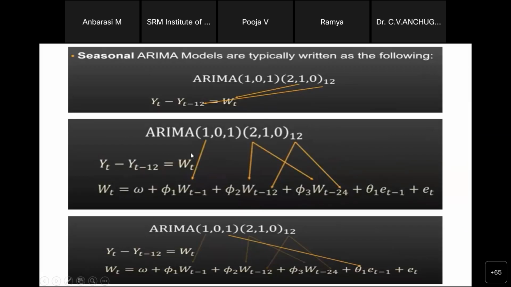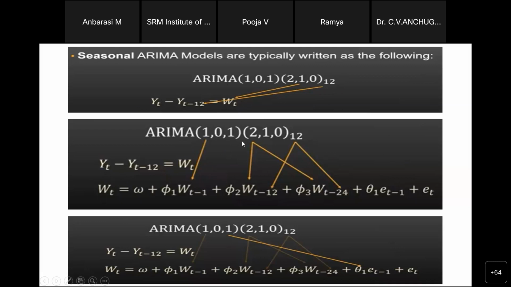Okay, so how can we write this in equation format? As I told you, W_t will be calculated as Y_t minus Y_(t-12). Twelve is used because only one seasonal difference we are having, that is why only one previous season value we are going to consider. So Y_t minus the season length, that is what we calculate as W_t.